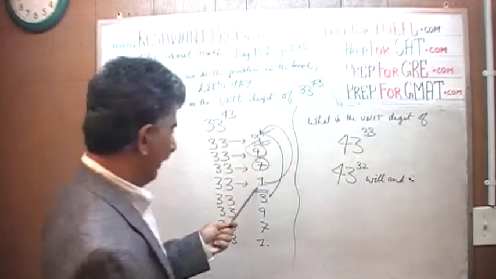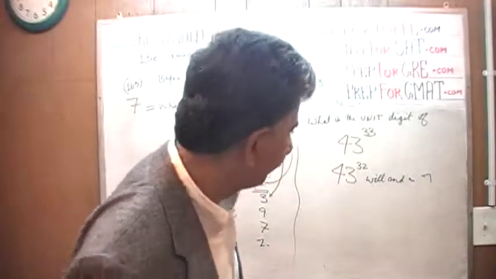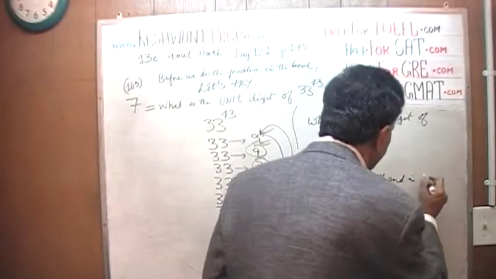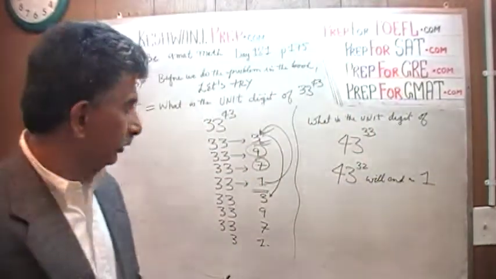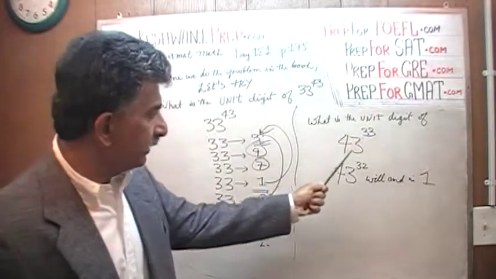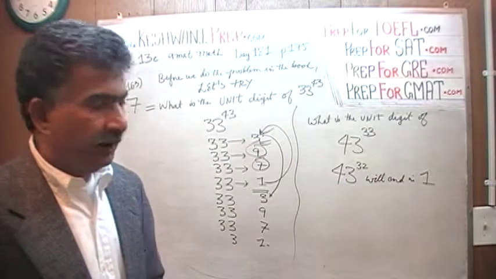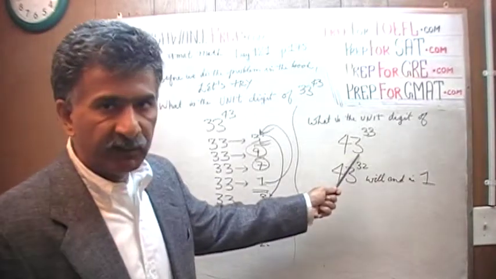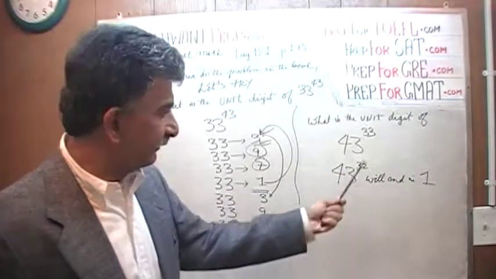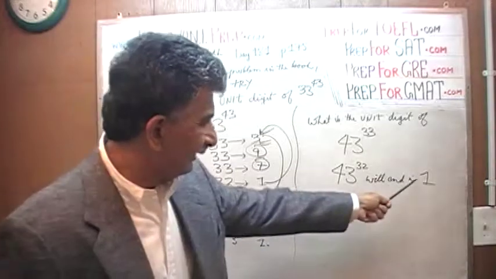in 1, which is the end of the cycle. We don't have to do anything new because they both have the same unit digit. 33 has a unit digit of 3 and 43 has a unit digit of 3. So we don't have to do any new work to figure out any new pattern. Had it been 44 or 45 or 47, we would have to figure out what the pattern is. But it's the same pattern because they both are 3. So 43 raised to 32 ends in a 1.